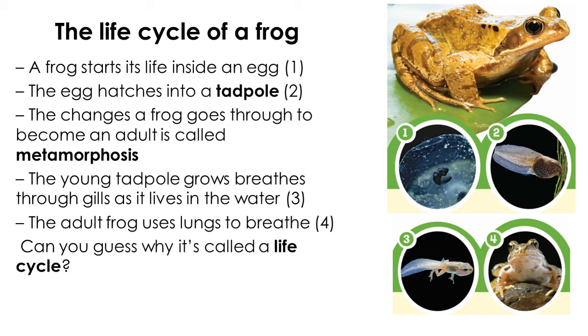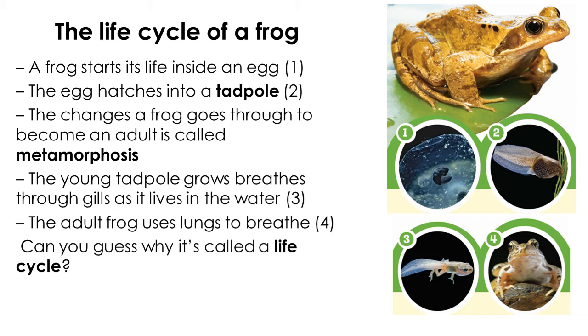Now, let's look at the life cycle of a frog so we can learn about how some animals grow and change as they become adults. Right. A frog starts its life inside an egg. If you look at the first picture, picture number 1, you can see that a frog starts out in a plastic-like covering. That would be the egg. And in there is the mini tadpole. In essence, the actual egg.